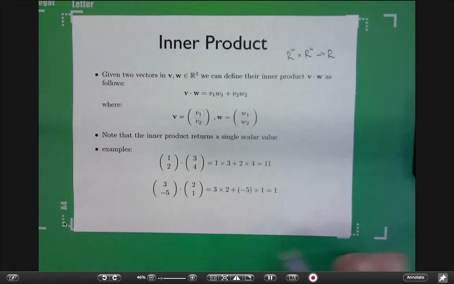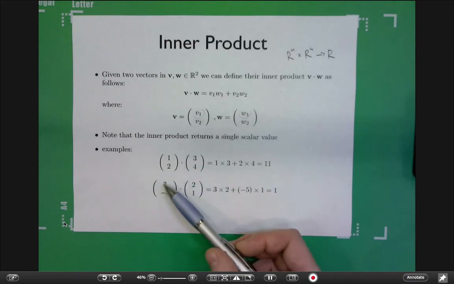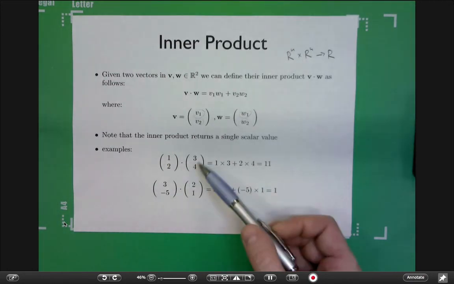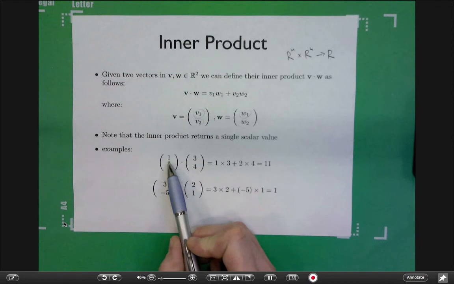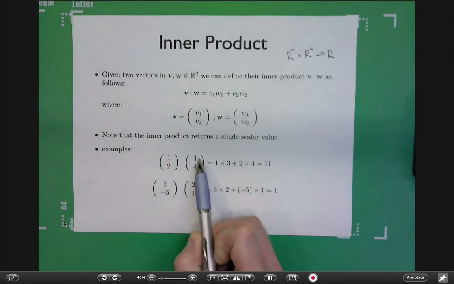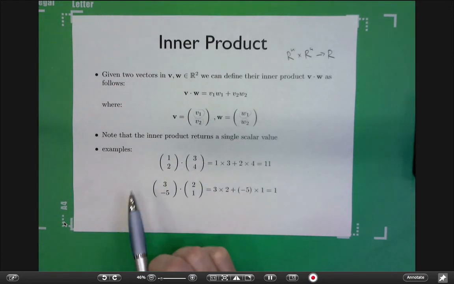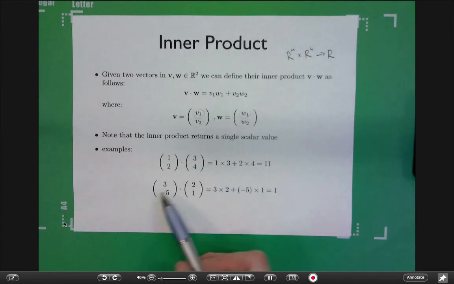So here are some simple examples. If I want to compute the dot product of (1, 2) and (3, 4), I go like this: I compute 1 times 3 plus 2 times 4, right? So that's 11. That really feels like high school. Sorry about that. And here is another example.